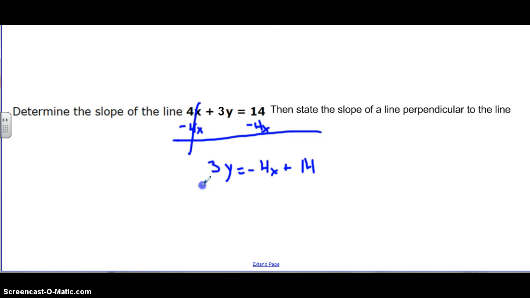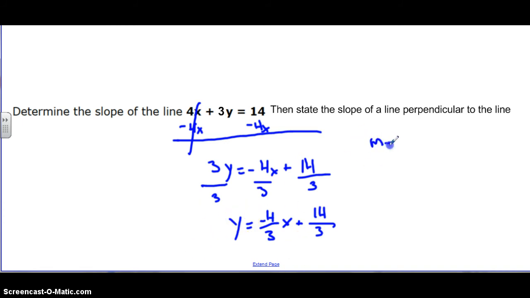And now to solve for y, I just divide everything by 3. Okay? And I get y equals. Now, this cannot be simplified. You can put it in the calculator, you'll get the same thing, negative 4/3 x. And this also can't be simplified, so don't put a decimal in, just keep it as a fraction. If you put that in a calculator, that's exactly what you get.